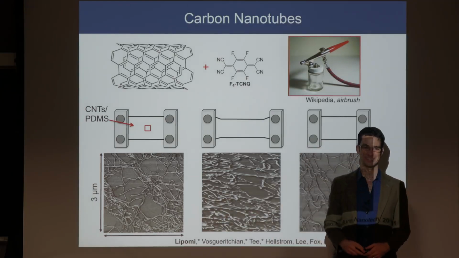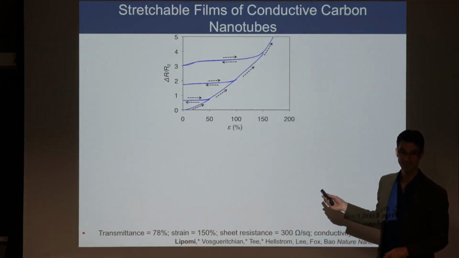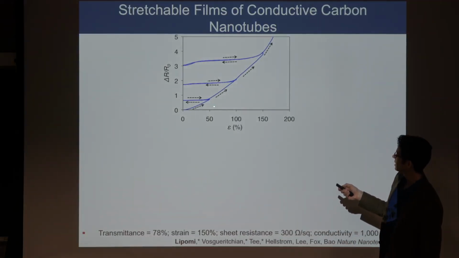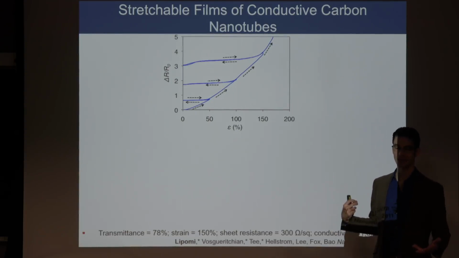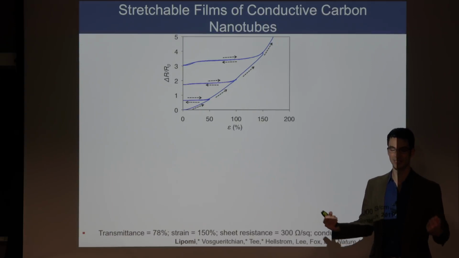Yeah. The more you stretch this, the more it aligns that axis, or is that only the first time you stretch it? Yes, the more you stretch it, the more it aligns. But as you stretch it and it aligns, you also break more connections in between the nanotubes. So you sacrifice some of the conductivity for the stretchability.